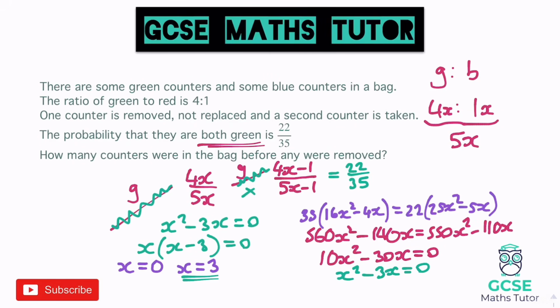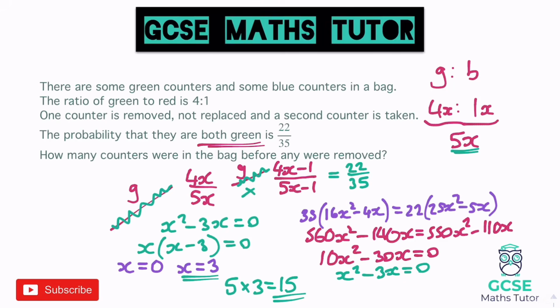Well, if we look back at this original statement here that we made, we said there were 5x counters, or 5 lots of this x. So 5 times 3 would tell us that there were 15 counters in the bag. Okay, it might have asked us how many green, in which case it'd be 4 times 3, or 12 greens, and 1 times 3 for the blue, or the 3 blues. Okay, so we've got 15 counters in the bag, and that's the end of the question there.